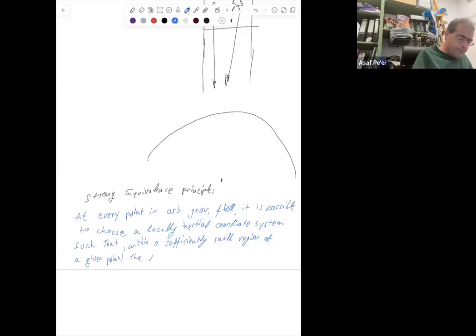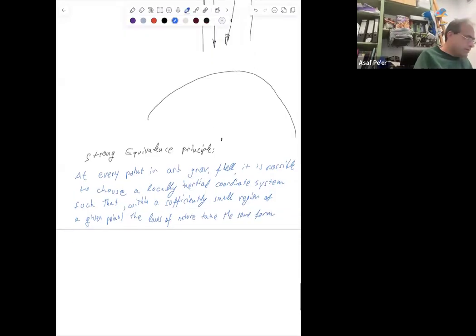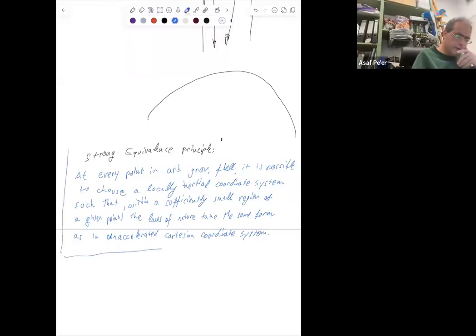the laws of nature take the same form as in an accelerated Cartesian coordinate system. This is the strong equivalence principle.